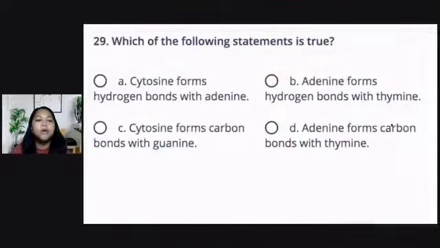We move on. 29. Which of the following statements is true? A, cytosine forms hydrogen bonds with adenine. B, adenine forms hydrogen bonds with thymine. C, cytosine forms carbon bonds with guanine. Or letter D, adenine forms carbon bonds with thymine. Okay, which one is the correct choice for 29?